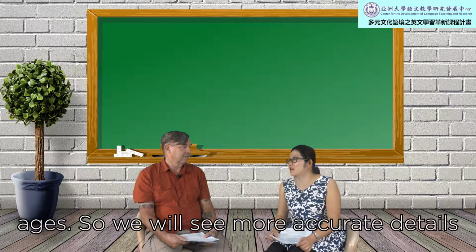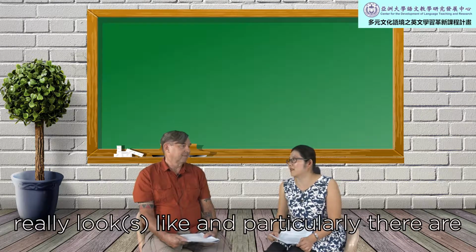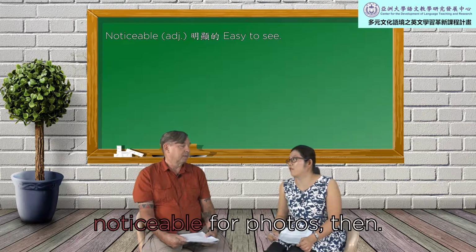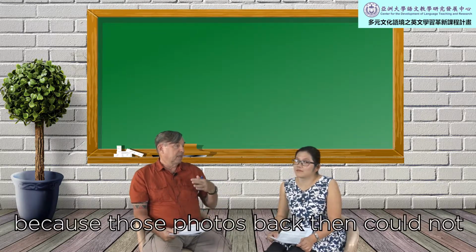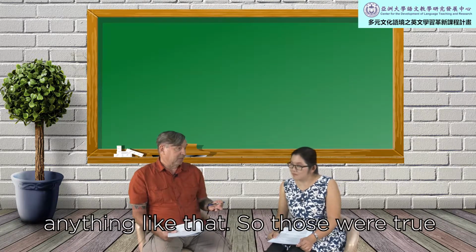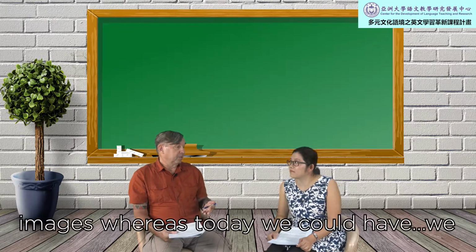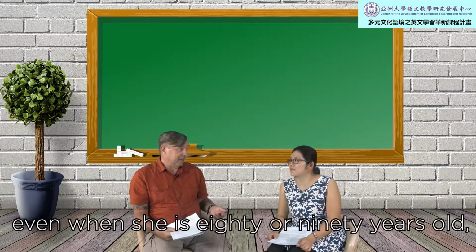So we will see more accurate details regarding the queen, regarding how she really looked like, and particularly there are lines or she put down some weights. It's all noticeable for the photos then. Certainly, that's different from nowadays, because those photos back then could not be photoshopped or anything like that. So those were true depictions of what she looked like in true images, whereas today we could do anything to make her look beautiful even when she's 80 or 90 years old, right?